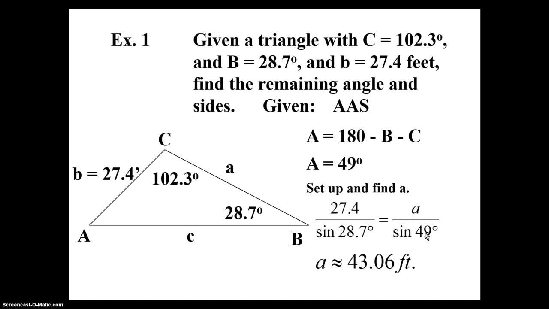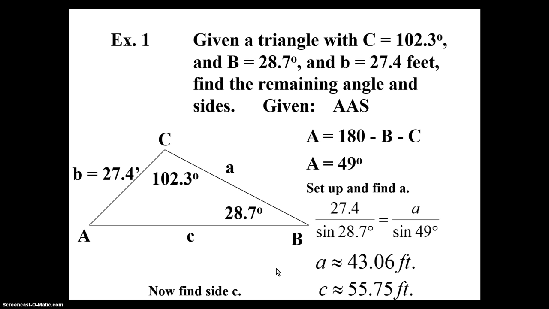Well, what is sine of big C? What does big C represent? 102.3 degrees. So we would say sine of 102.3 degrees here. From there, it would be a cross multiply and divide type of problem or process, and we should get what our side C would be, and it would basically be close to 55.75 feet.